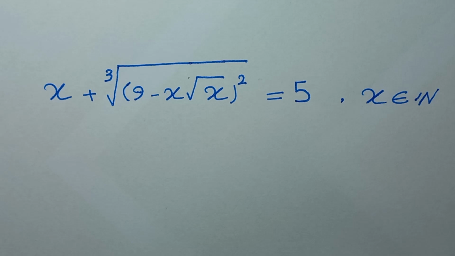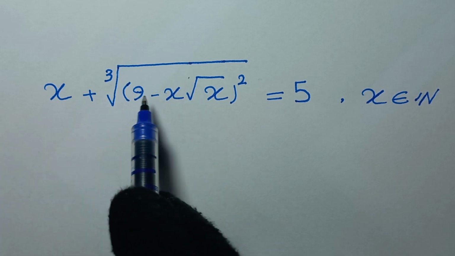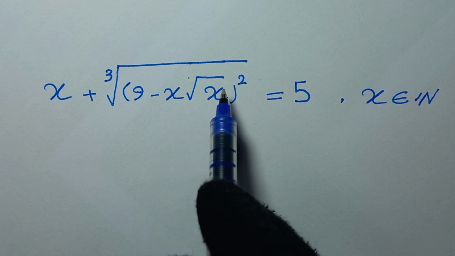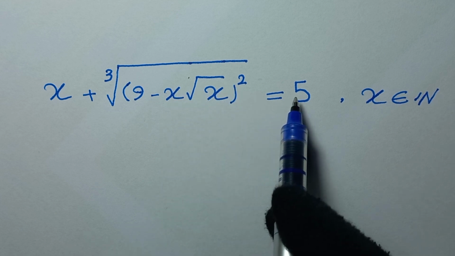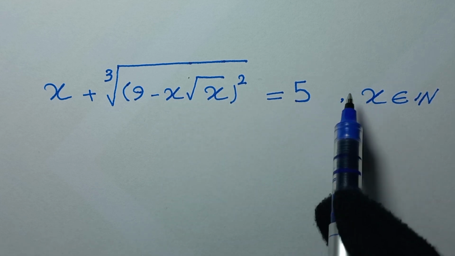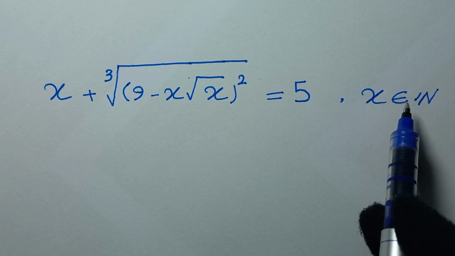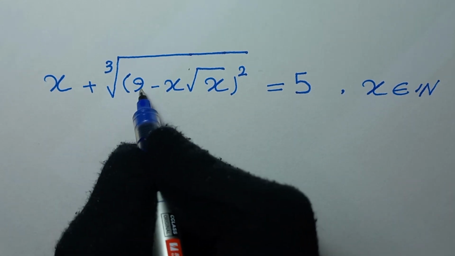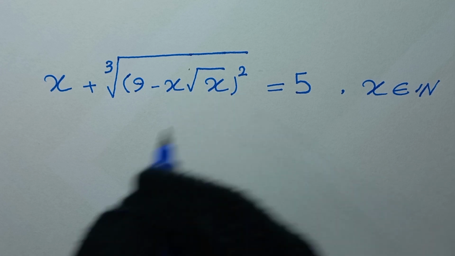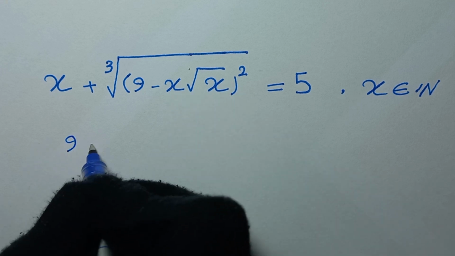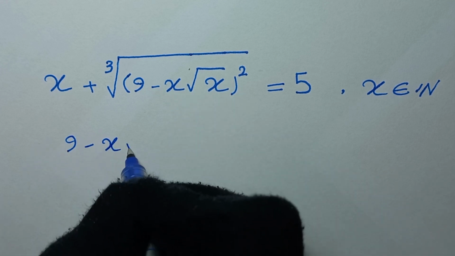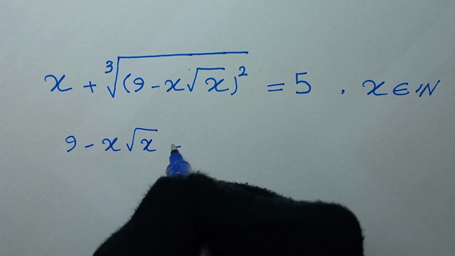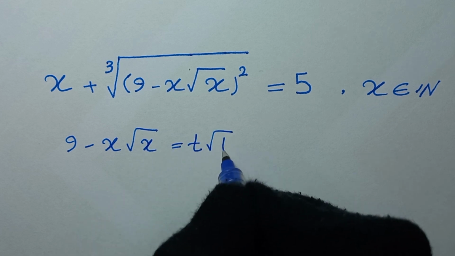Hello my friends, you're welcome to solve this math problem, which is x plus cube root of (9 minus x square root of x) to the power of 2 is equal to 5. To find the values of x, where x is an element of natural numbers. In the first step, we let this 9 minus x square root of x as t square root of t.